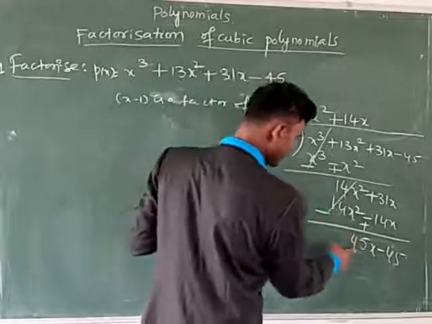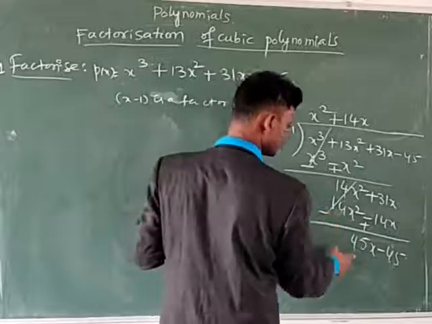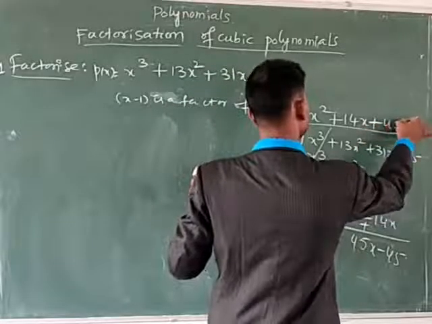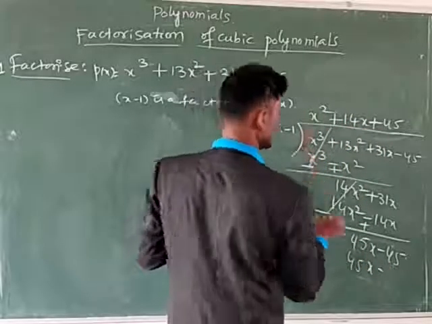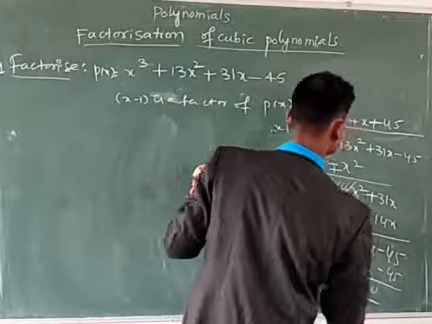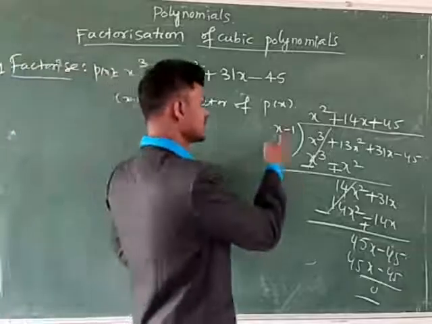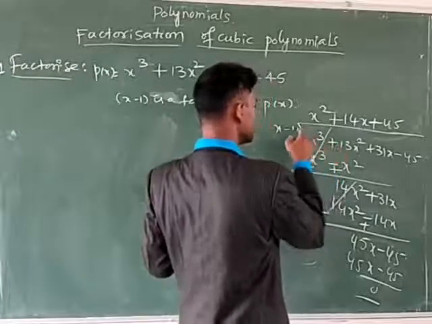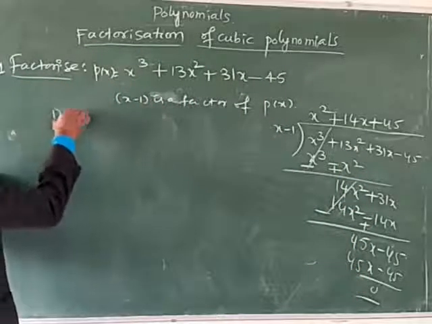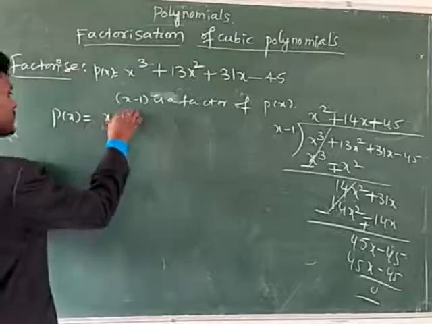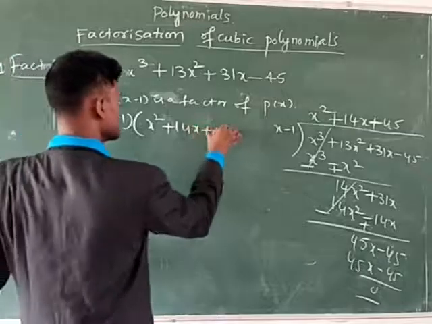Here x, here 45x. Then you multiply 45 by this x minus 1, which is 45x minus 45 into 1, minus 45. Listen. Now you know the division algorithm: dividend is equal to divisor into quotient plus remainder. Then here p of x, that is the dividend, is equal to divisor x minus 1 into quotient x square plus 14x plus 45.